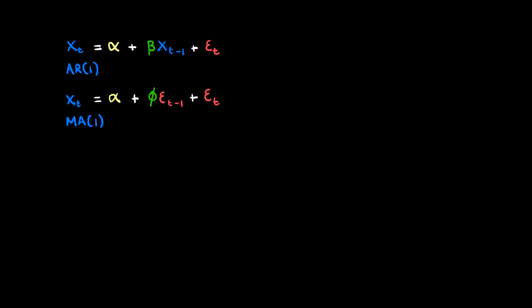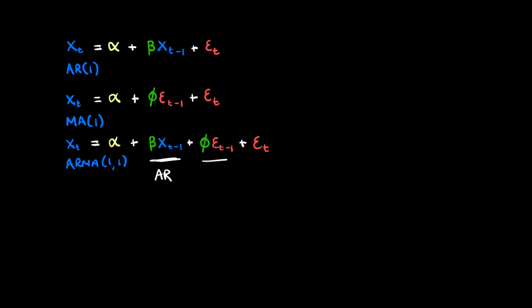And we can actually combine these two things together as well. We could say that we want to build an ARMA model, which would be X sub t is equal to alpha plus beta X sub t minus 1 plus phi times the prior period's market shock, so epsilon sub t minus 1, plus some epsilon sub t. Here we have our AR process, and over here we have our MA part of the process. And this alpha and epsilon term, they're just the same.